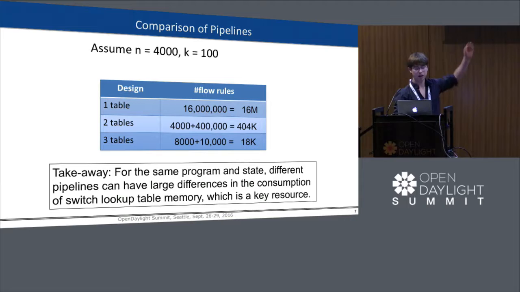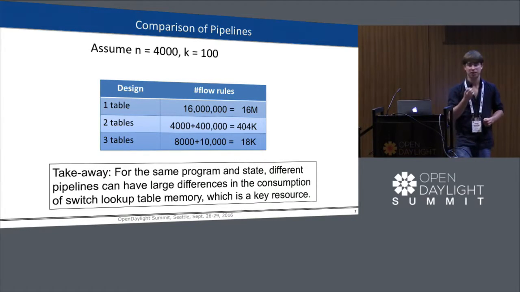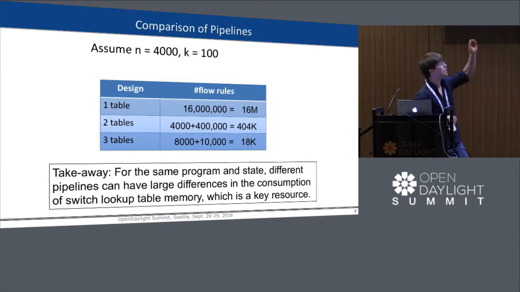So, the takeaway: for the same program and state, different pipelines can have large differences in the consumption of switch lookup memory, which is the key resource in packet switching.